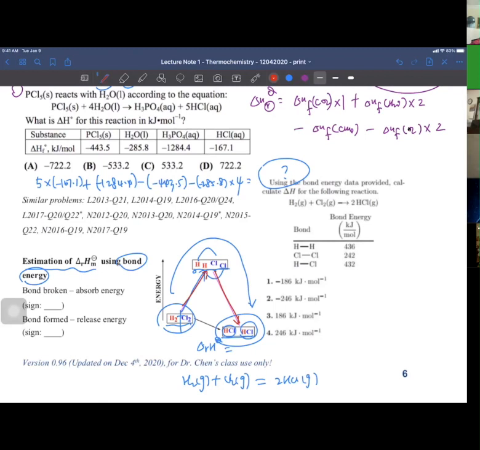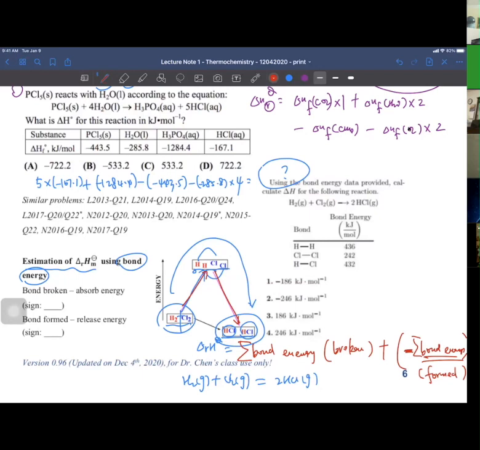So it will be the bond energy which is broken. I should say the sum of the bond energy, right? And plus negative of the bond energy formed, right? Because when a bond is formed, it will release energy. So this is why I add a negative sign here. And the bond energy is typically defined to be positive. Basically, it means how much energy needs to be absorbed to break down a certain bond.